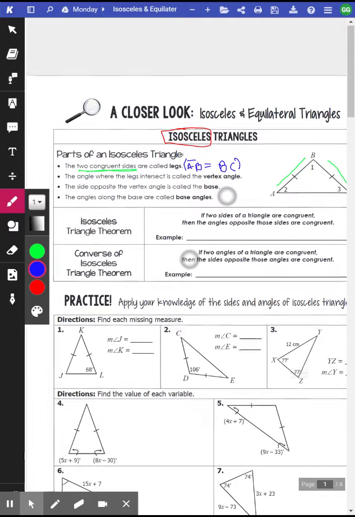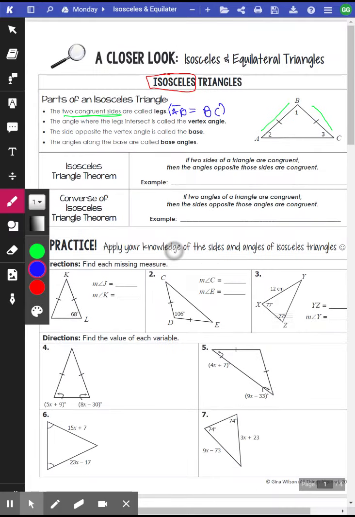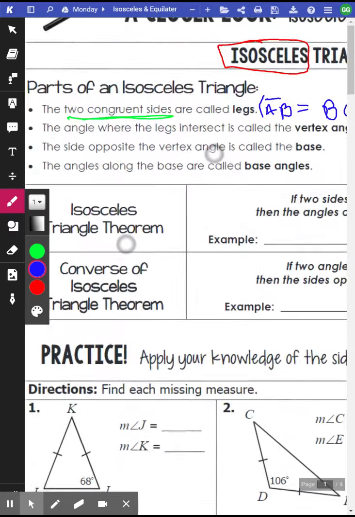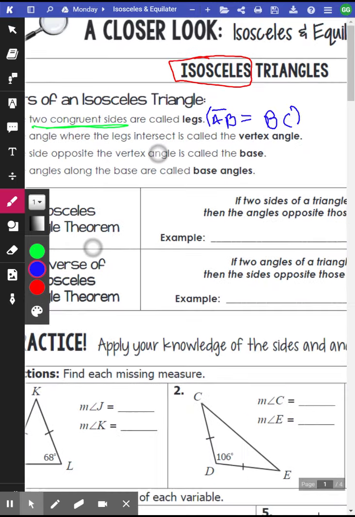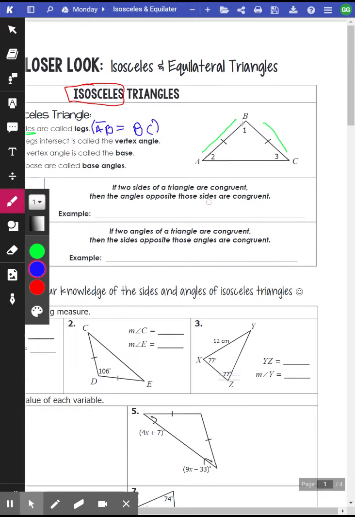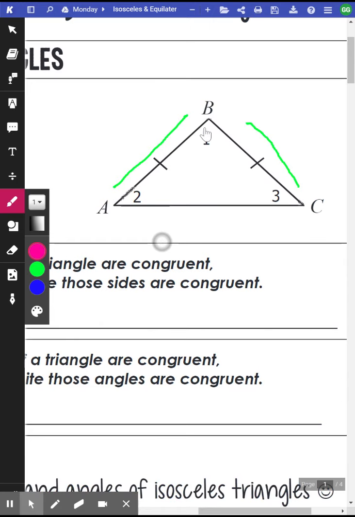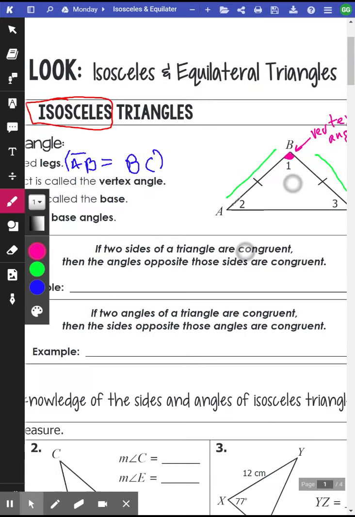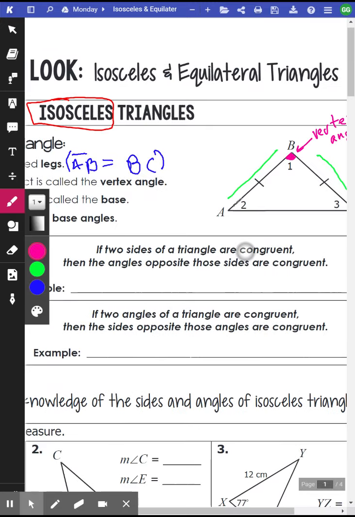Now, next piece of an isosceles triangle, the angle where the legs intersect is called the vertex angle. Where those two sides meet, that's this angle right here. That is called the vertex angle. So in this case, the vertex angle is angle 1.